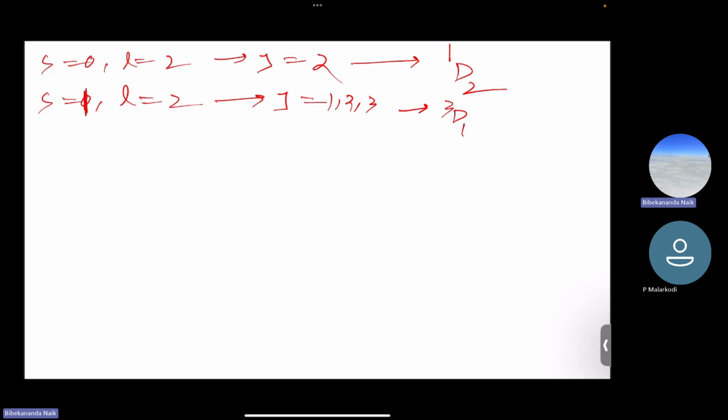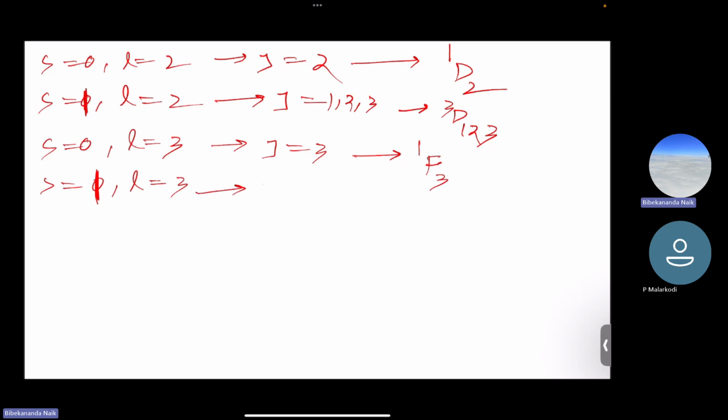3D1, 2, 3. Again for S equals 0, L equals 3, J will be 3, so it will be 1F3. In SPDF, for L equals 3 it is F. And for S equals 1, L equals 3, J will be 3 plus 1 is 4, 3 minus 1 is 2, so it will be 2, 3, 4. So it will be 3F2, 3, 4.